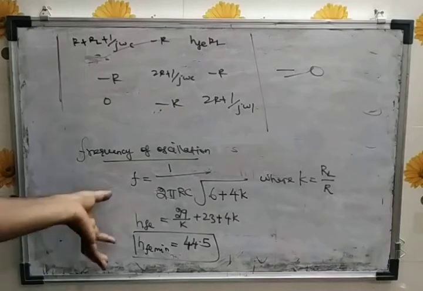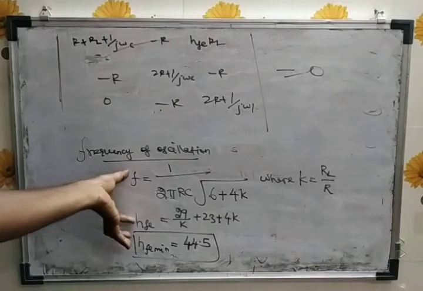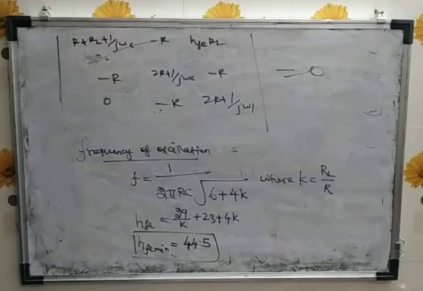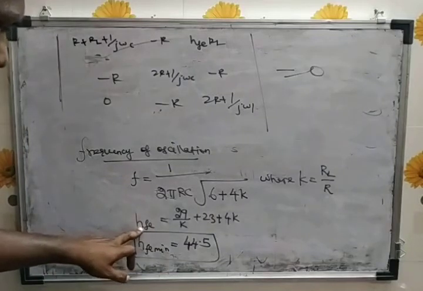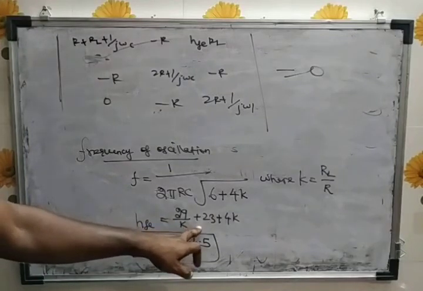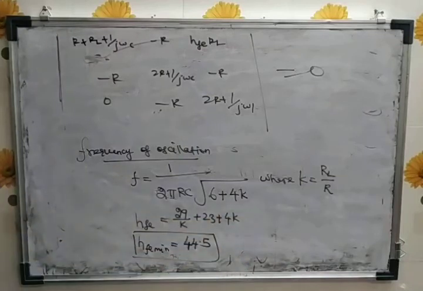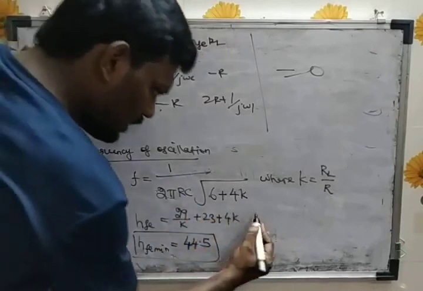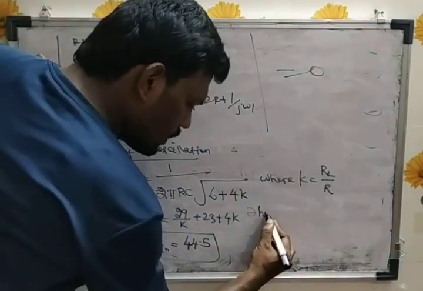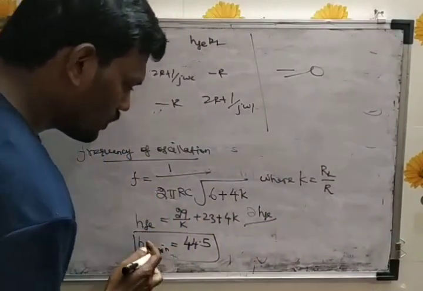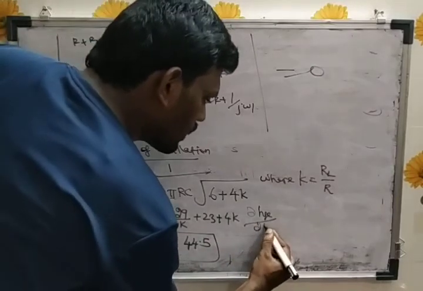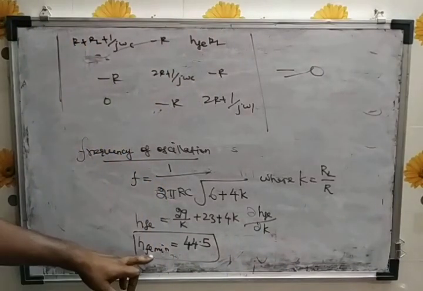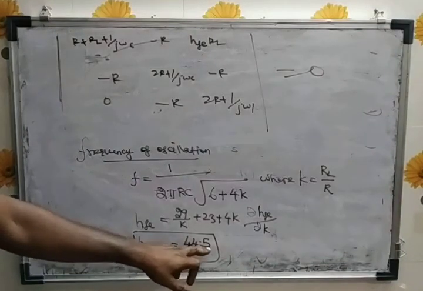So these two equations are very important. F is equal to 1 by 2 pi RC into root of 6 plus 4K, and HFE value is equal to 29 by K plus 23 plus 4K. To get the minimum value of HFE, differentiate this HFE with respect to K and equate it to 0. You will get HFE minimum is equal to 44.5.